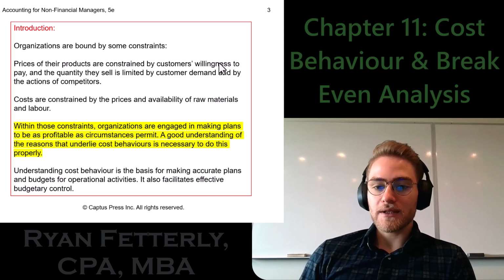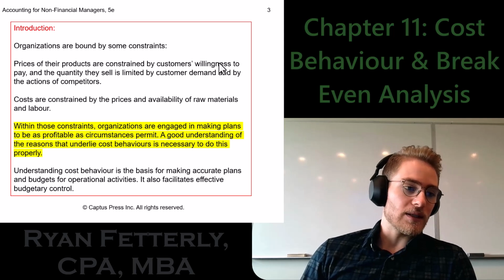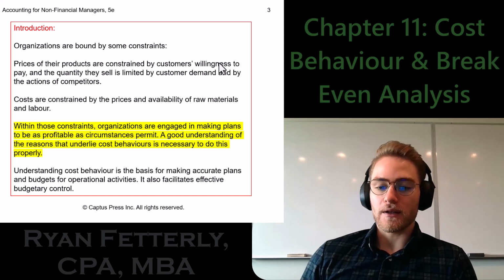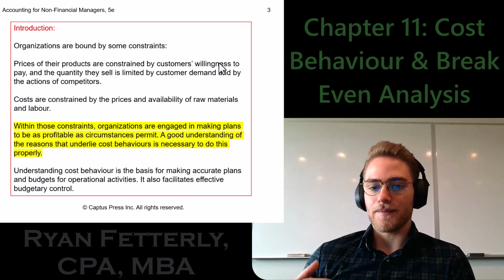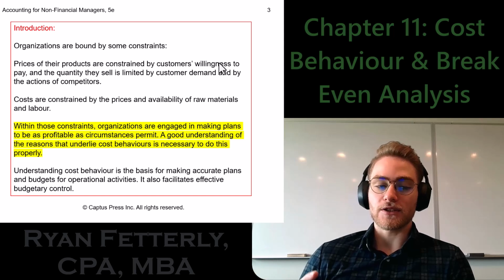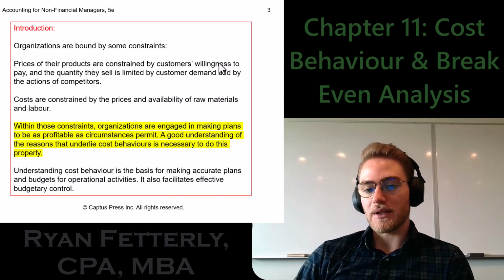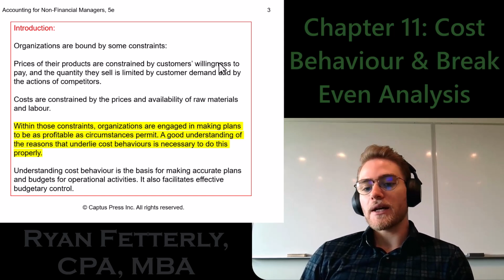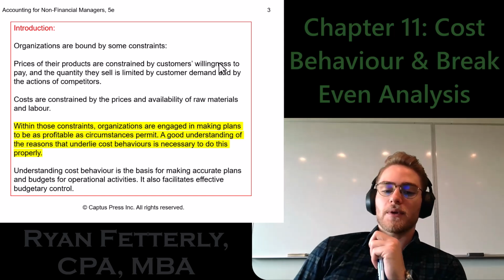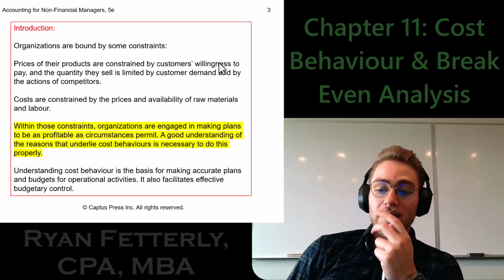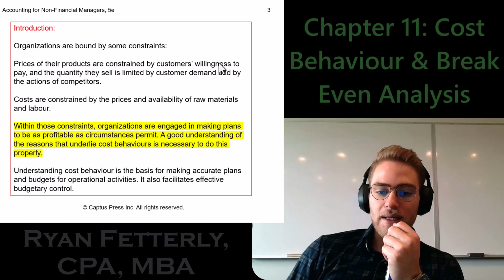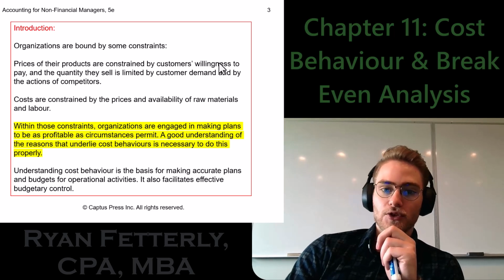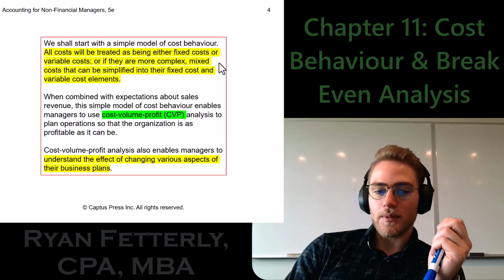Within those constraints, we have how much we can sell, and all the different variables of how much we can produce and what raw materials are required. Put that together, and organizations are engaged in making plans around all of those constraints to be as profitable as circumstances may permit. So a good understanding of the reasons that underlie cost behavior is necessary to do this properly. Understanding cost behavior is the basis of making accurate plans and budgets for operational activities, and it also facilitates effective budgetary control.